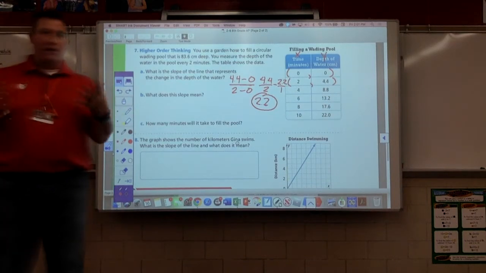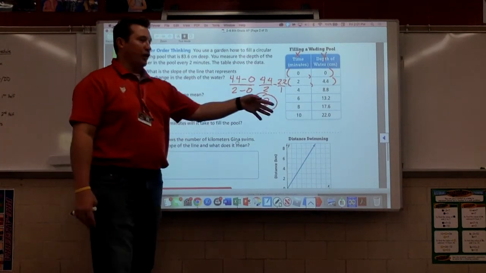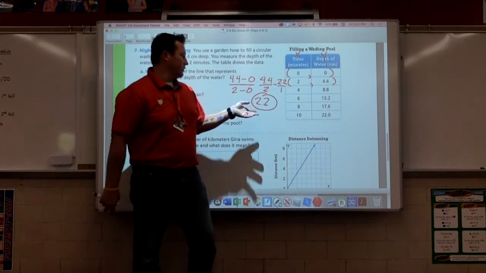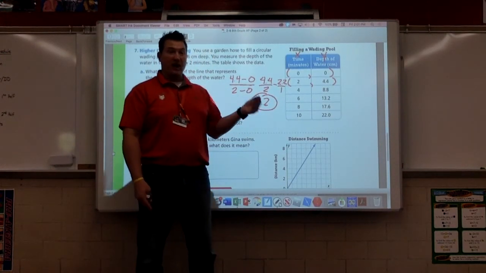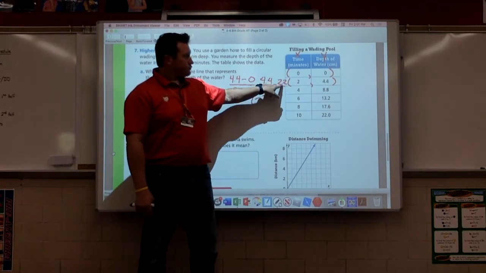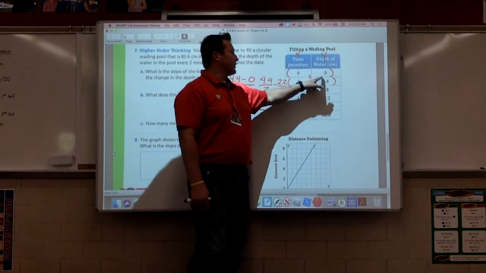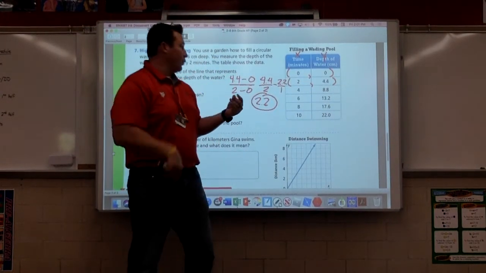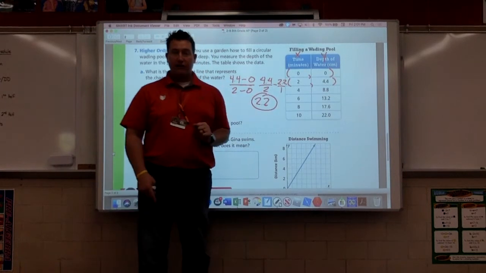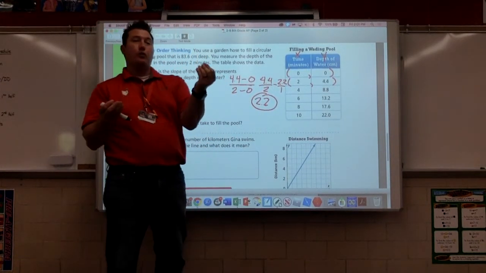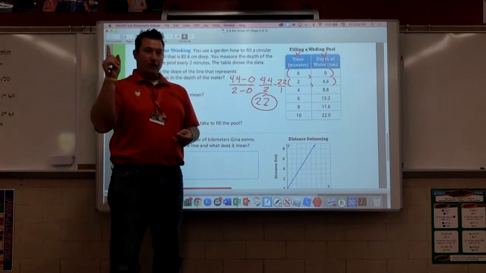Again, think about what this means, right? This is part B. 2.2 is kind of a weird number. This is like your unit rate, right? It's over 1. So our water depth increases by 2.2 centimeters for every one of our X values. X values are minutes in this case, right? So our water depth increases by 2.2 centimeters for every one minute.